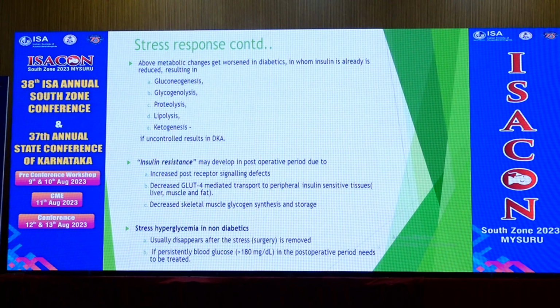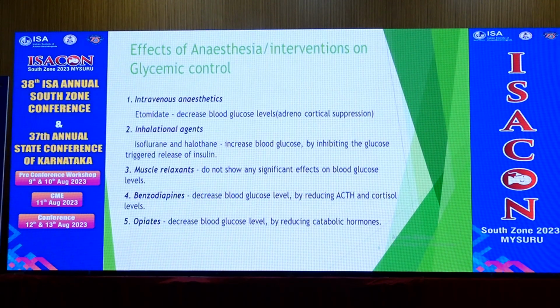So all this results in gluconeogenesis, glycogenolysis, proteolysis, lipolysis and ketogenesis. If untreated, this may lead to serious complications like DKA. Insulin resistance means the peripheral tissues cannot respond to the available insulin, so definitely the blood glucose rises. And what are the effects of anesthesia and certain interventions that we do during the intraoperative period? Among the intravenous anesthetics, etomidate is known to decrease blood glucose levels because of its adrenocortical suppression.